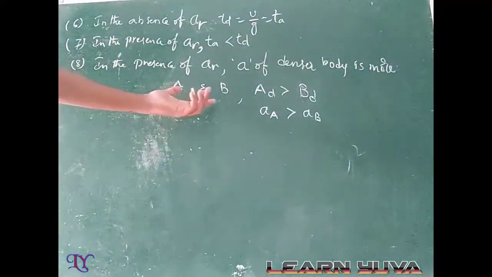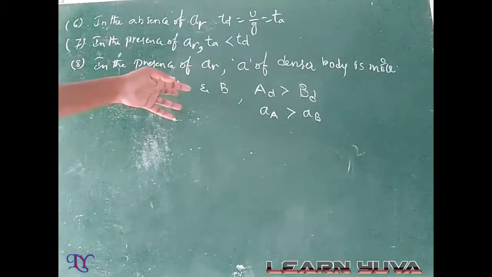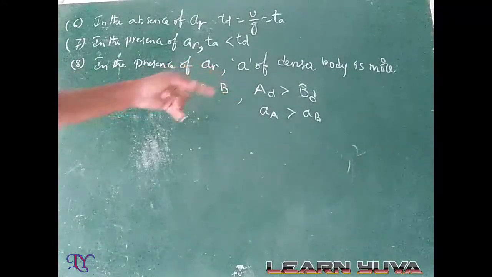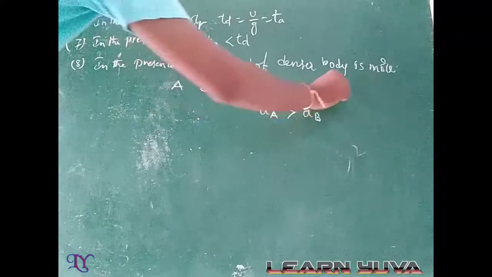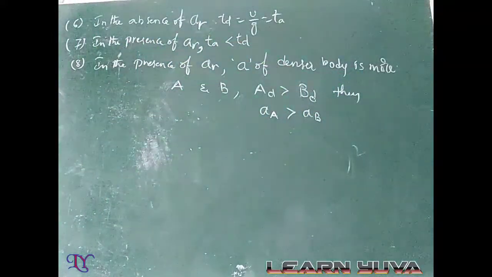For example, two bodies are traveling in the air, and consider the densities. Density of A is greater than density of B. Then acceleration of A is greater than acceleration of B. Next point.